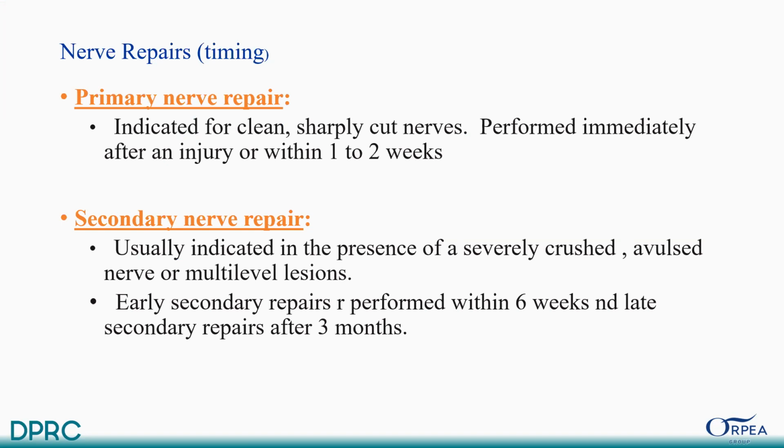Based on the timing, surgical nerve repair is classified into primary nerve repair and secondary nerve repair. Primary nerve repair is indicated for clean, sharply cut nerves, performed immediately after an injury or within 1 to 2 weeks. Secondary nerve repair is usually indicated in the presence of severely crushed or avulsed nerves or multi-level lesions. Early secondary repairs are performed within 6 weeks and late secondary repairs after 3 months.